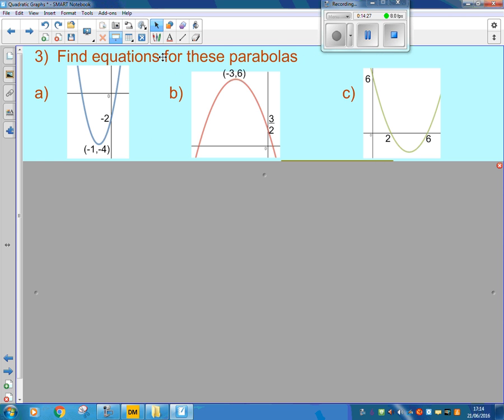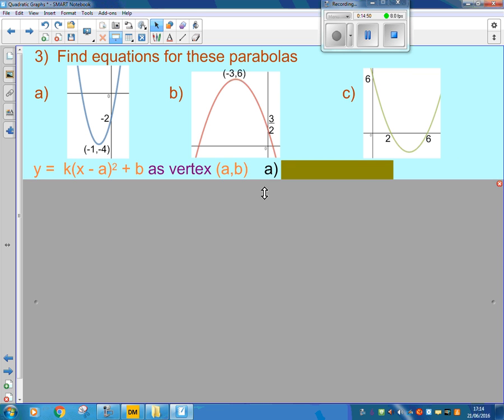Right, finally, find some equations for some parabolas. So parabolas, quadratic graphs, are the shape of a parabola, okay? And we need to find the equations of each of these. What we do is we look at it and ask, are we going to find the equation in the completed square form or the factorized form? Normally we'll use one of those two forms because they're the most useful.